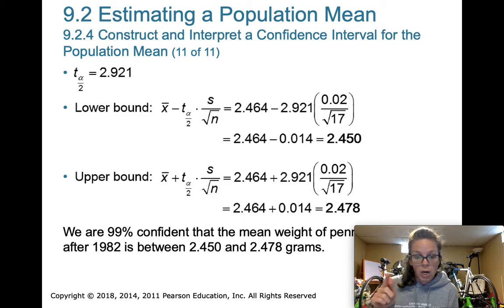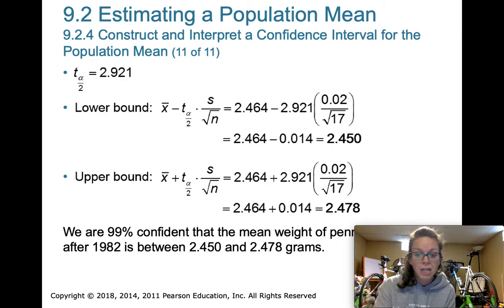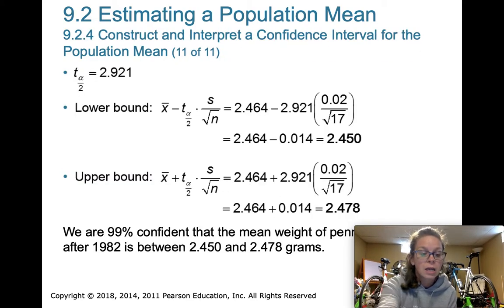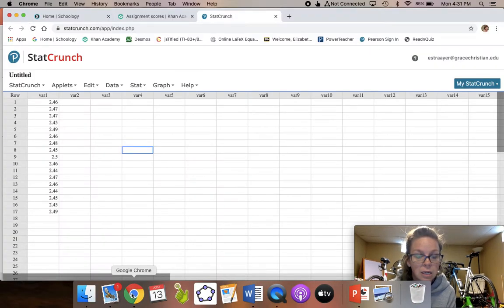There's a typo before. It's not supposed to be the mu. It's supposed to be the standard deviation. We're estimating mu. So the standard deviation, the 0.02, divided by the square root of the sample size, there were 17 in the sample, and that gives us our confidence interval here. Now that's if we were doing it by hand, and then we would have to look up that 2.921 value off of a t-chart. So instead, let's go ahead and take a look at this in StatCrunch.